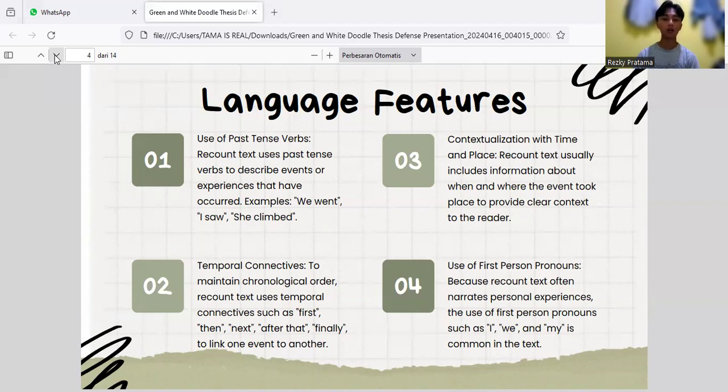Number four is the use of first-person pronouns. Because the text often narrates personal past experiences, it usually uses first-person pronouns such as I, we, and my. It is common in the text.